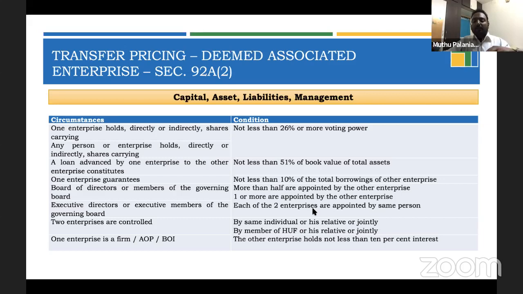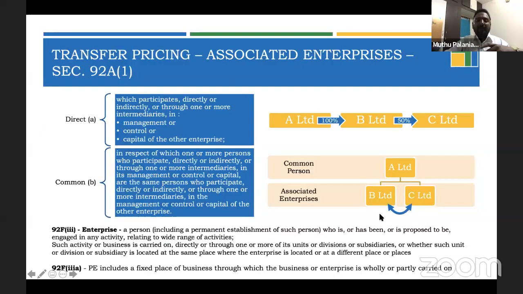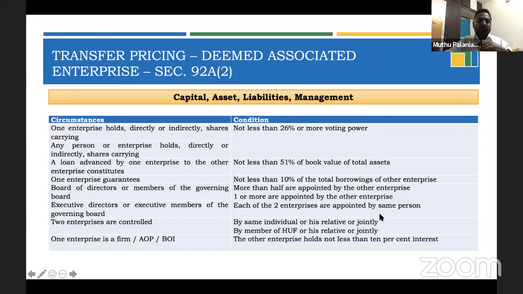Next, the two enterprises apart from a company. So far, what we have discussed is more towards corporates, where we talk about voting power and share capital. For other entities, that is a firm or another entity, if the same individual is managing both entities, say Mr. A is managing companies B and C, then again B and C become associated enterprises. Or A, not being a direct owner, is controlling through a member of HUF or some other relative, then also B and C will become associated enterprises in this example, without having a shareholding structure. So this becomes the key.